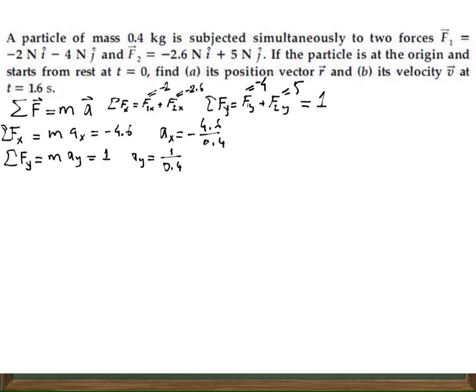But we are not done yet. The question says, what is the object's position in x and y, of course. Well, to find the position vector, it is enough to find its components, Rx and Ry, or x and y. And how to find x?